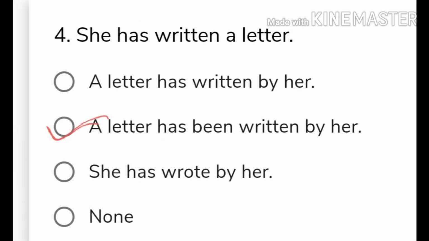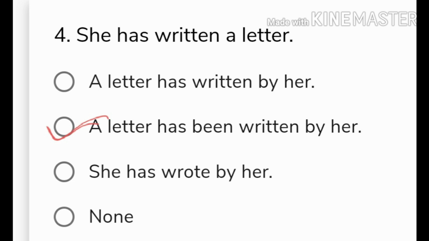Now next question, she has written a letter. So this is present perfect tense. A letter. Option number 1, a letter has written by her. In present perfect, I have already explained to you that we will use been, B-E-E-N. So number 1 is wrong. Number 2, a letter has been written by her. This is the right answer.